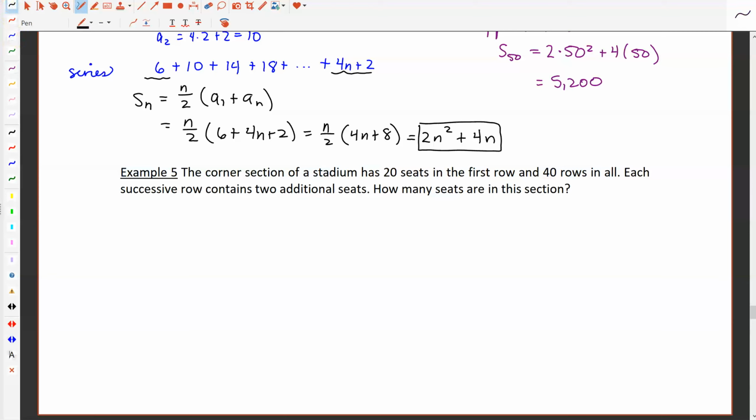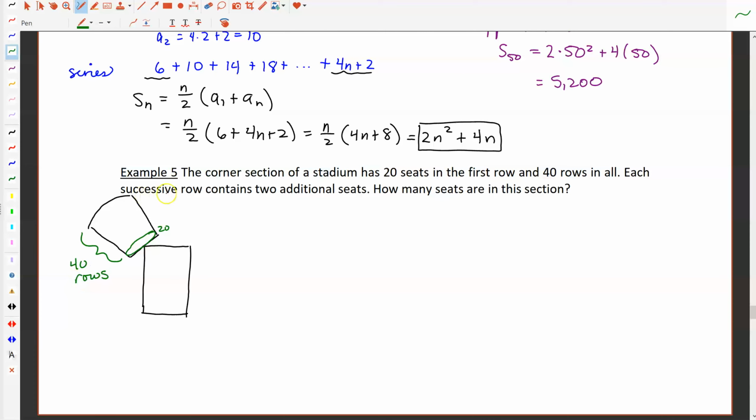So just to wrap our head around what's going on, here would be, for instance, the stadium field, and then they have seats all around. These corner sections are usually kind of like a trapezoidal shape, right? They expand out as they get further and further back. And what's going on in this corner section is that there's 20 seats in the first row. Okay, so if I look at the first row right here, I would have 20 seats. They also tell me that there's 40 rows in all.